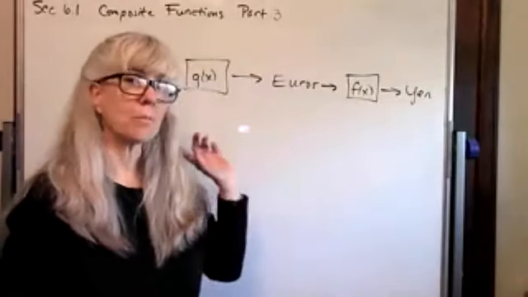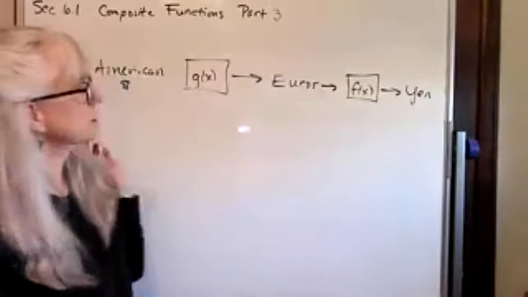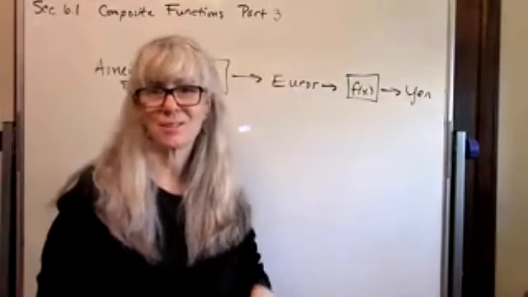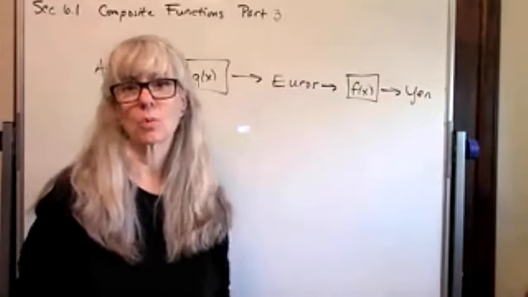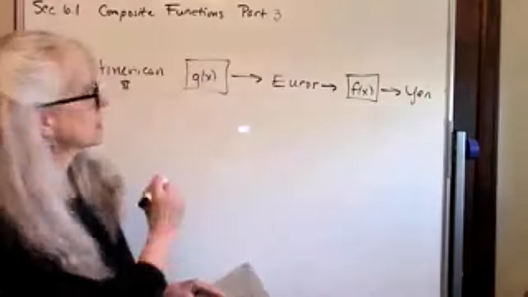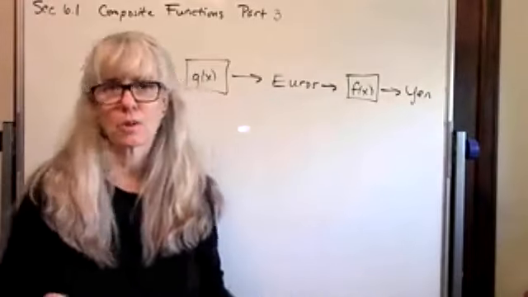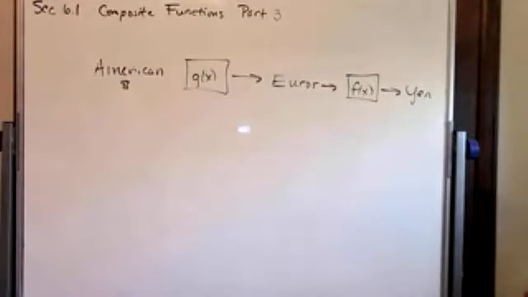So the overall composite function would have taken your American dollars and made them into Japanese yen. So there's an example of where you use composite functions in the real world. And there's lots of examples. I just think this one hits almost everybody if you've ever traveled. So that wraps up our section.